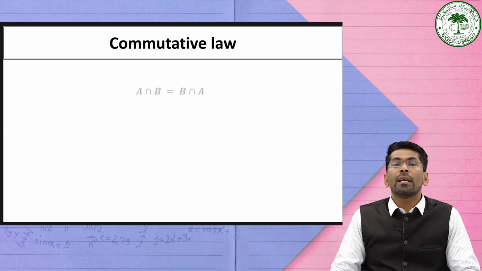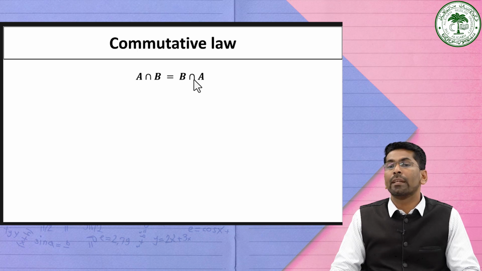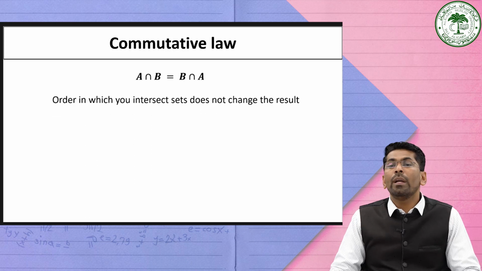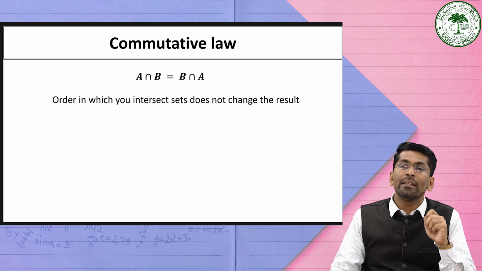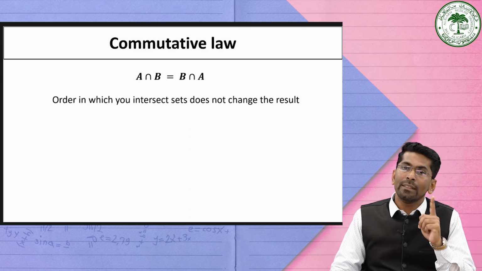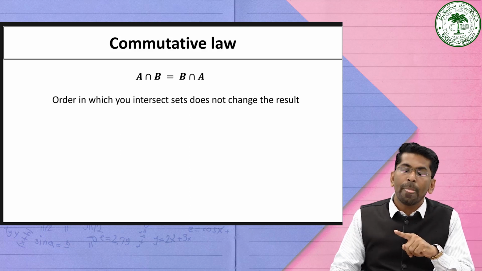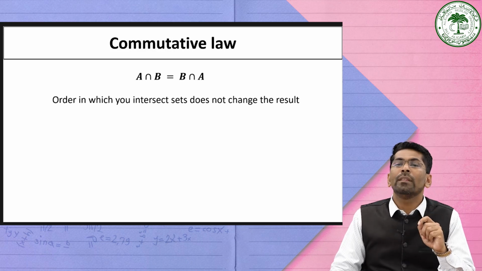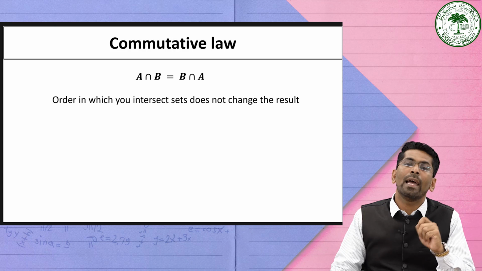The commutative law shows that A intersection B is equal to B intersection A. This property proves that the order in which you intersect the sets does not change the result. Whether you intersect set A with set B or set B with set A, you will end up with the same set of common elements.